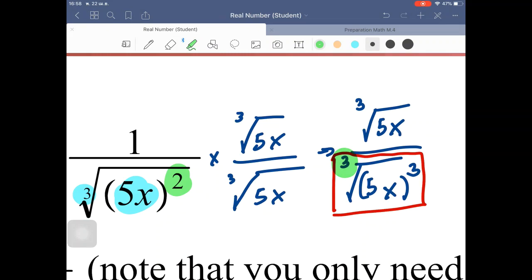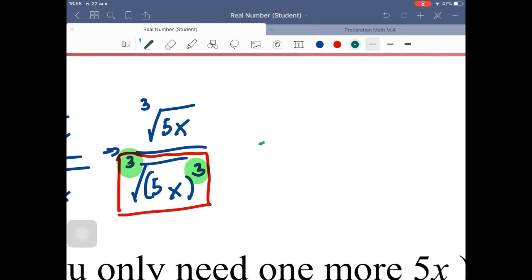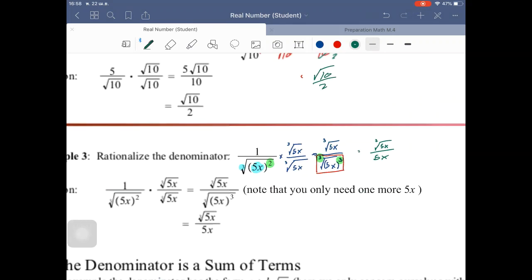3. How many of 5x do we already have? 3 as well. So we can take it out from the radical. So the final answer will be... that is the way we can simplify the radical, rationalizing the denominator. We normally do not leave the denominator with a radical, okay?